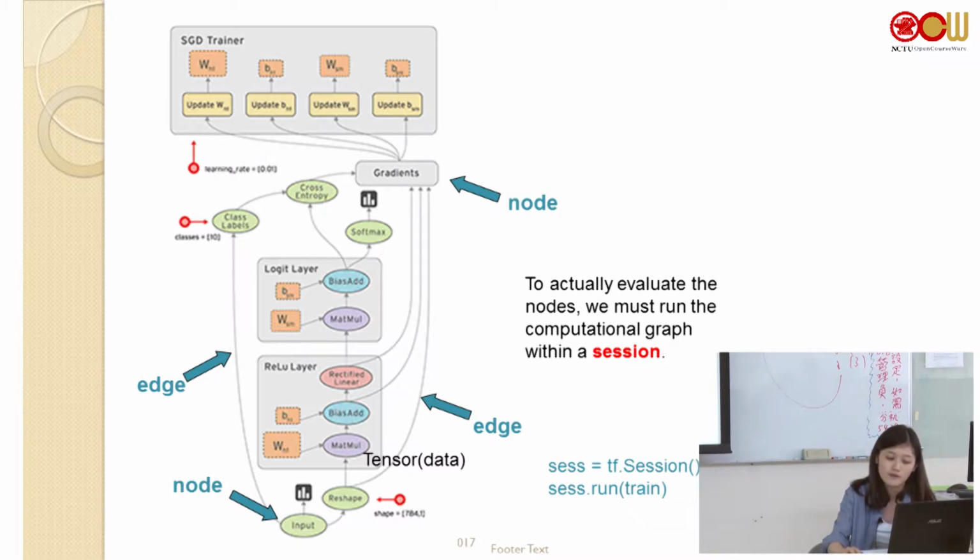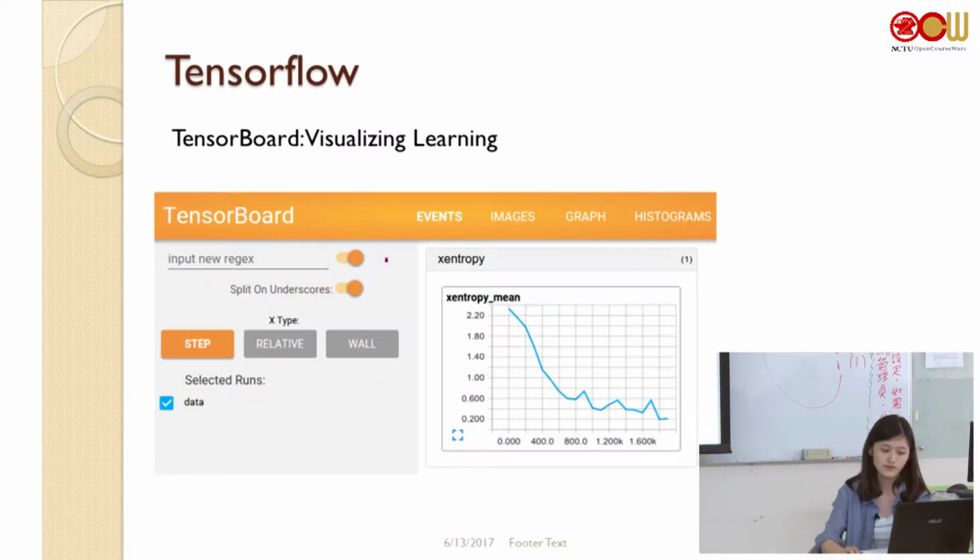And to actually evaluate the nodes, we must run the computational graph within a session. You need to type these two commands to let the tensor go through the whole graph.